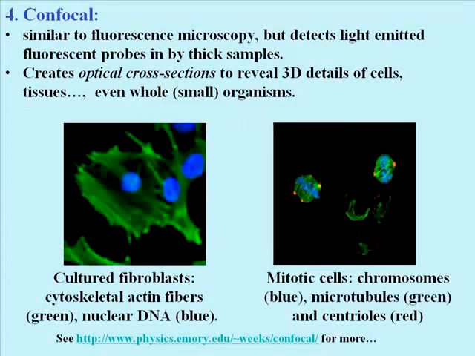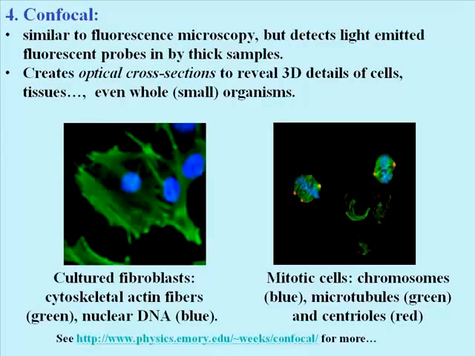Confocal microscopy is a relatively recent invention of the last, I forget, 10 or 15 years. It's a special application of fluorescence microscopy that allows us to look at very thick cross-sections of tissues and cells, or even whole organisms, especially if they're small, like the embryo of a fruit fly.